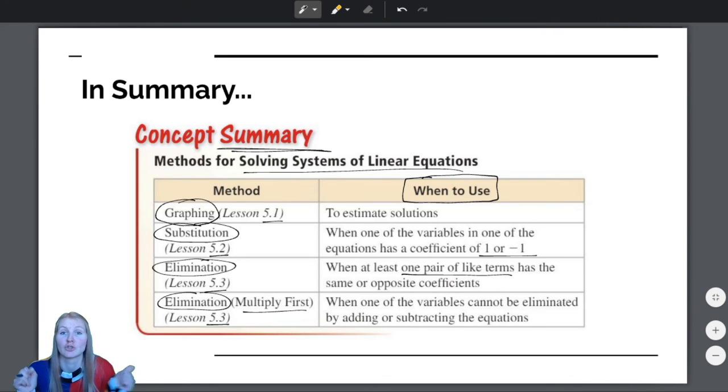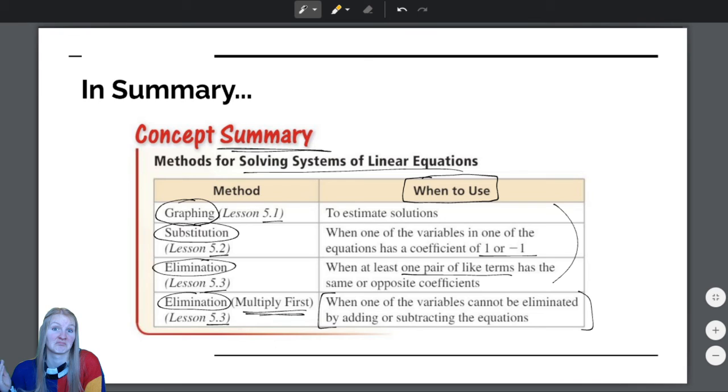I'm so ready to just cancel it out. That's what we did in the last video. So if you have that situation, elimination is just sitting right there begging you to do it. And elimination multiply first is when, basically, all else fails, kind of.